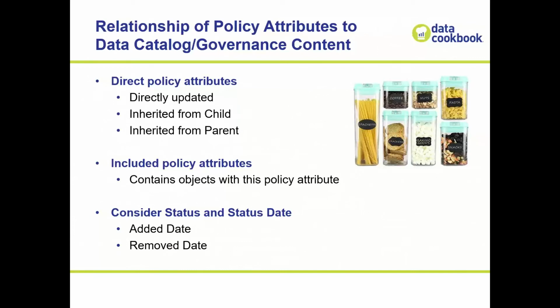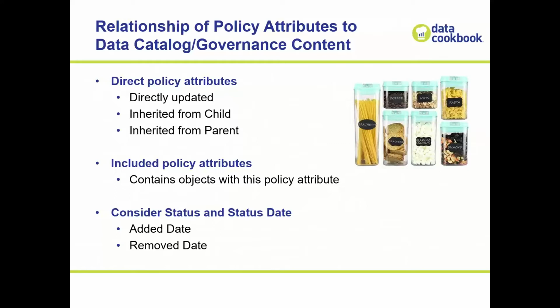So let's talk about these policy attributes with our overall data governance and data catalog content, and think about how you might want to track it. First of all, we have various types of content. We've got a business glossary and a data catalog, a data model item. We're going to go through a lot of these things.